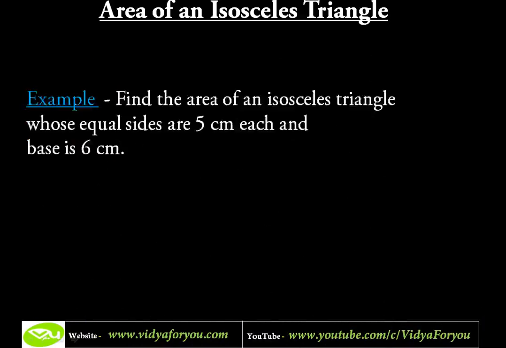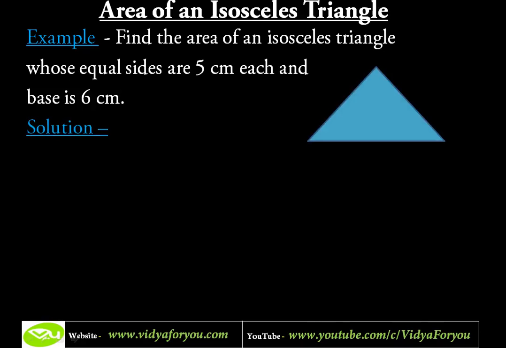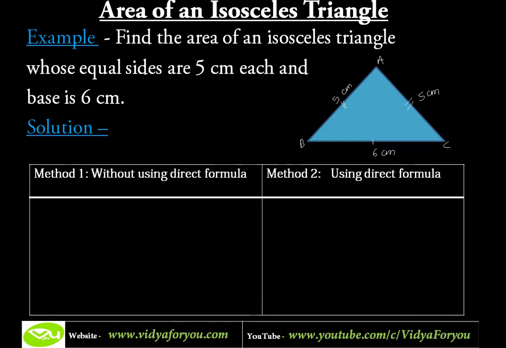So let's take an example. Find the area of an isosceles triangle whose equal sides are 5 cm each and base is 6 cm. So let's take this as the isosceles triangle. This side is the base. So base is given as 6 cm and equal side 5 cm. Now, to solve this, we can have in fact 3 methods. So we'll just look into 2 methods right now. For the third method we will discuss later.